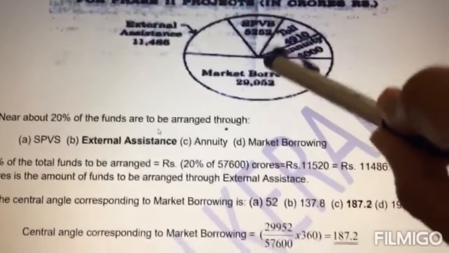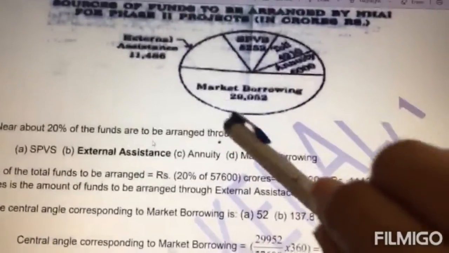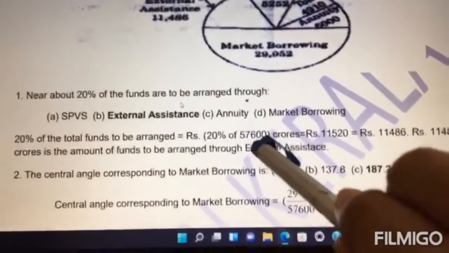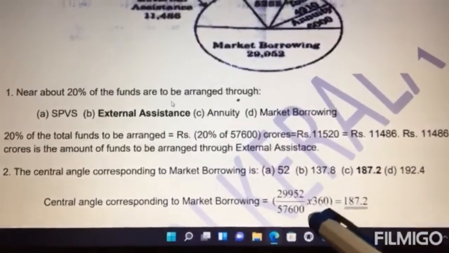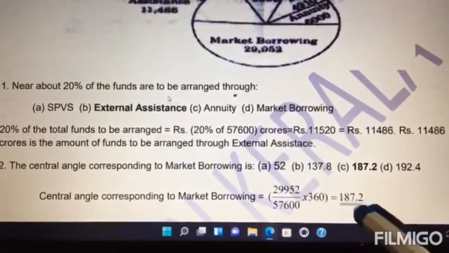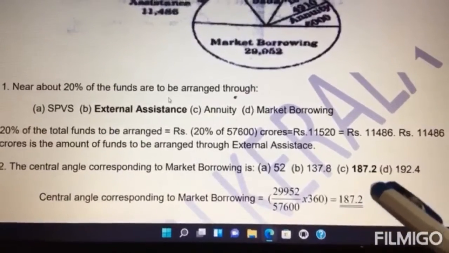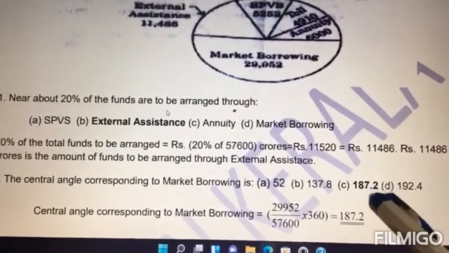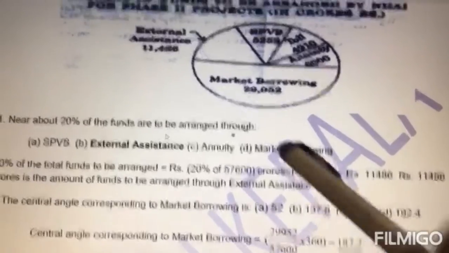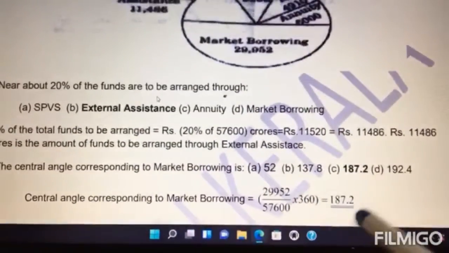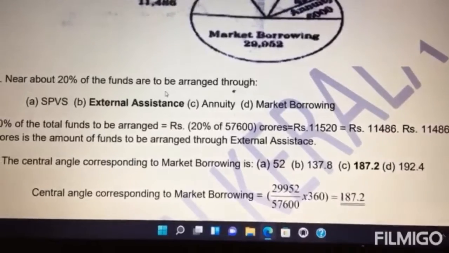But we have to be exact. How can we be exact? We have to divide the amount of market borrowing by the total borrowing that we calculated in question number 1, and multiply that by 360 degrees. It gives us approximately 187.2 degrees, and that is the answer choice that is given, okay? And that is correct. By looking at it itself, we can make out that it is approximately 180 degrees, but the correct exact number is 187.2, okay?